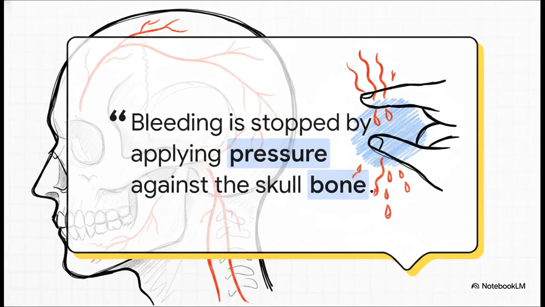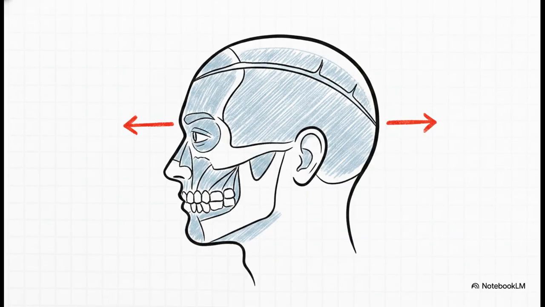So knowing that, here is a massive, practical first aid takeaway derived directly from this anatomy. Because those vessels simply cannot retract on their own, the only way to stop that profuse bleeding is by manually doing the work for them. You have to apply firm, direct pressure right against the hard skull bone underneath to physically squish and compress those stuck open vessels.